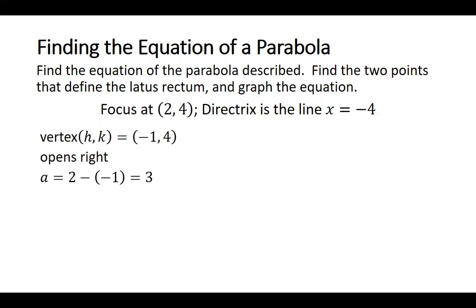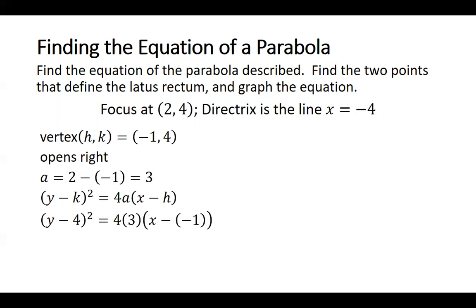Now we can start plugging into the formula. We know this opens right. So therefore, the formula is going to be y minus k squared is equal to 4 times A times x minus h. We can plug in our vertex, which was -1, 4. And remember, it's y minus, so y minus 4 squared is equal to 4 times A, which was 3, so 4 times 3 times x minus -1. So y minus 4 squared is equal to 12 times x plus 1.